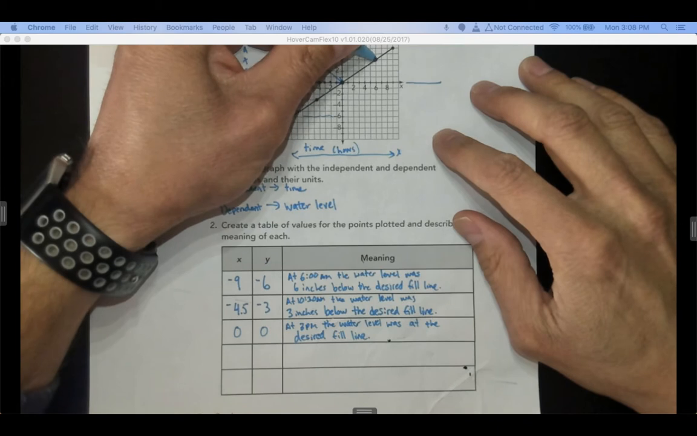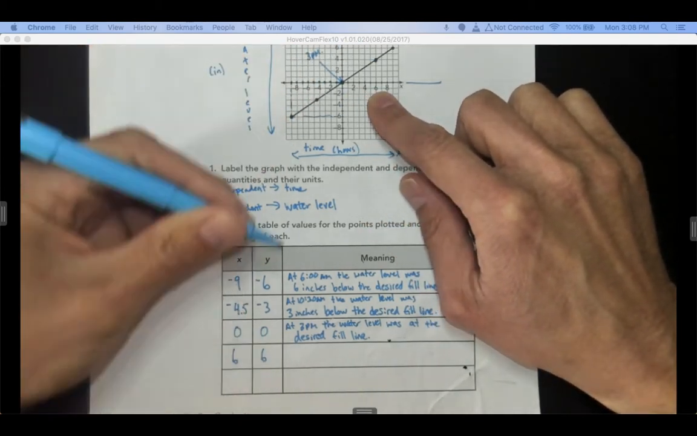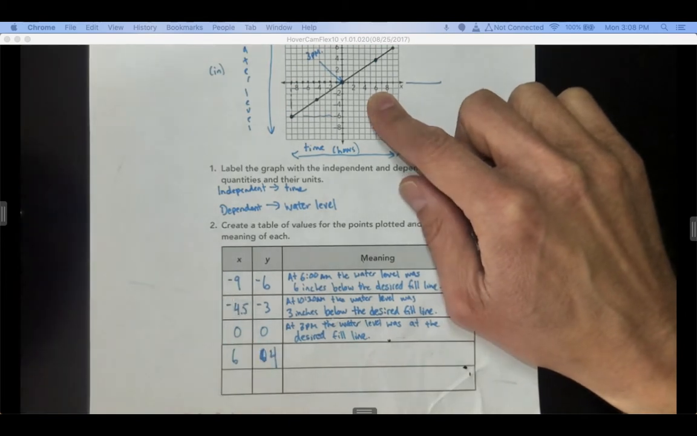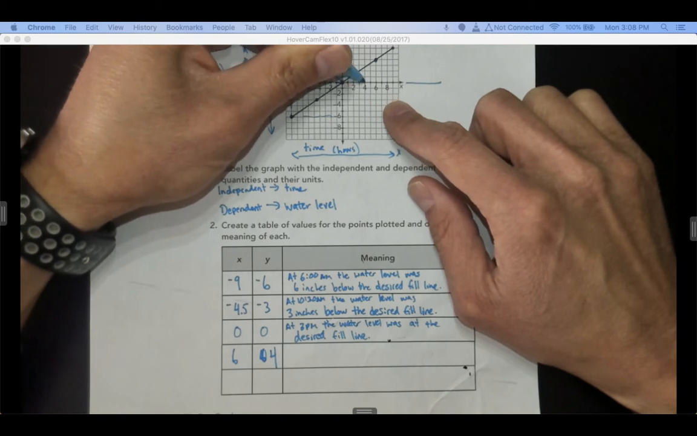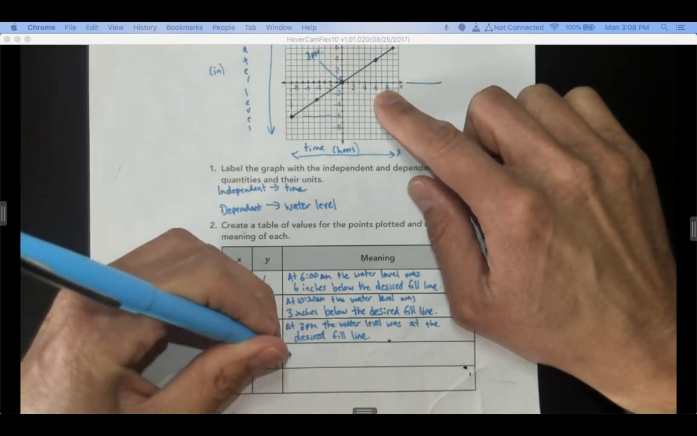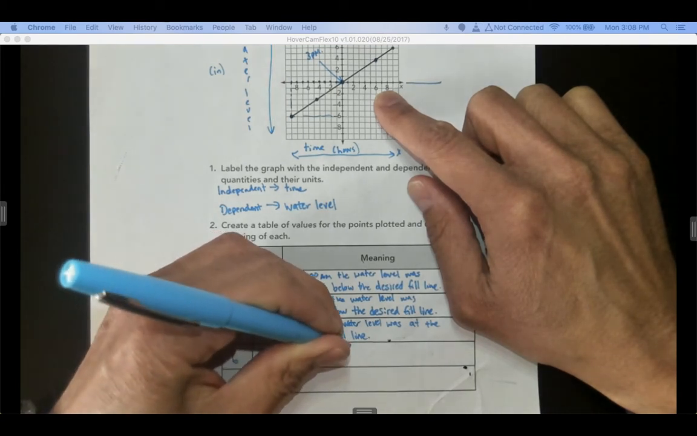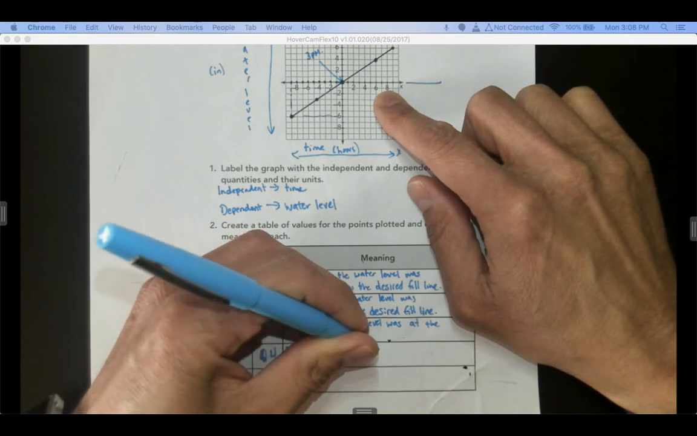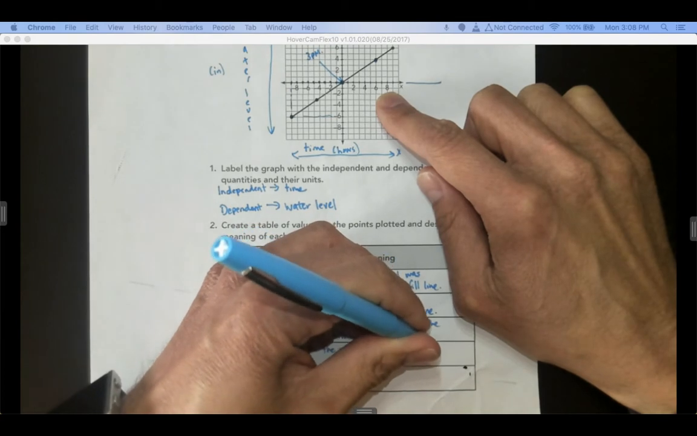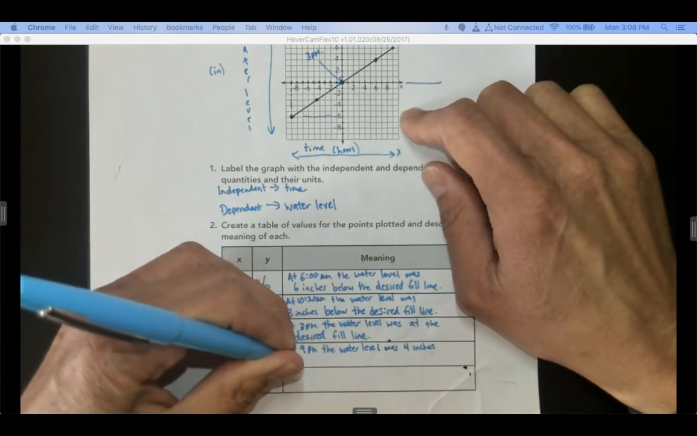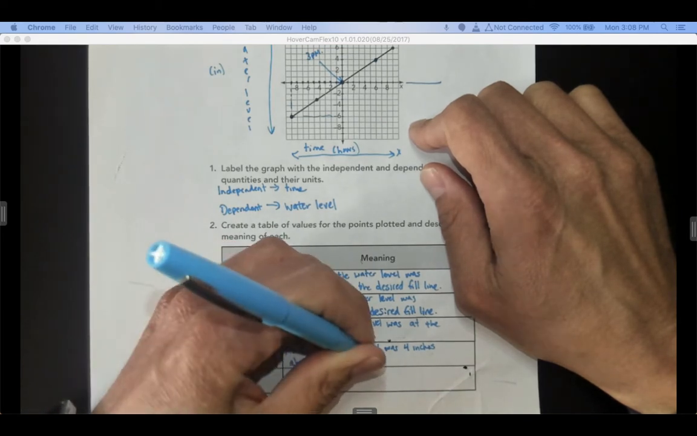And so the next point on our graph is 6 and 4. Oops, sorry. 6, 4. And at that point, let's see here, 3, 4, 5, 6, 7, 8, 9 p.m. At 9 p.m., the water level was 4 inches above the desired fill line.